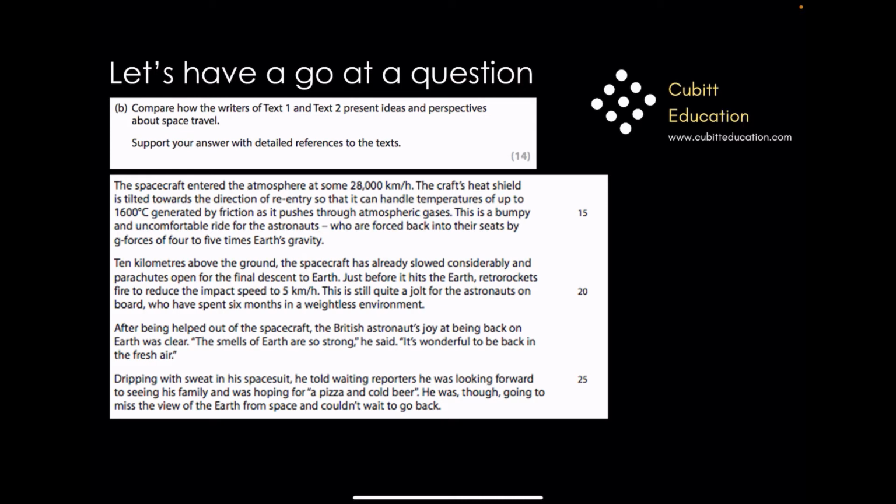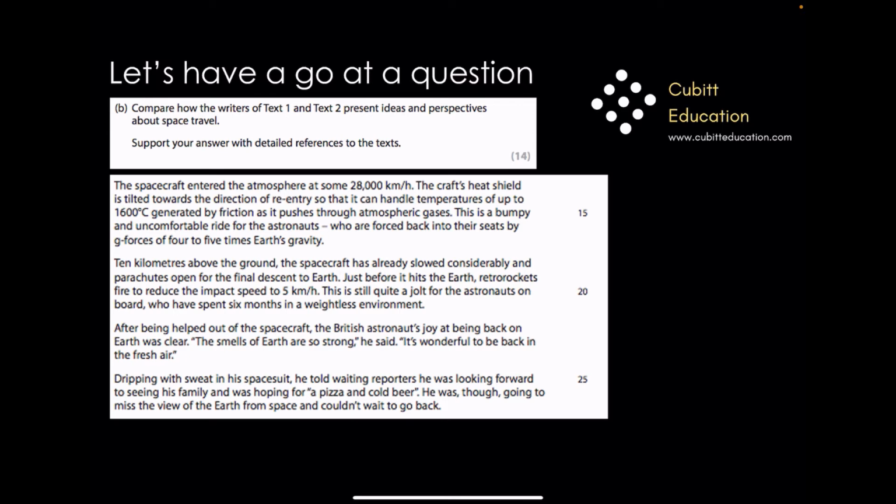10 kilometres above the ground, the spacecraft has already slowed considerably and parachutes open for the final descent to Earth. Just before it hits the Earth, retro rockets fire to reduce the impact speed to 5 kilometres per hour. This is still quite a jolt for the astronauts on board, who have spent 6 months in a weightless environment.